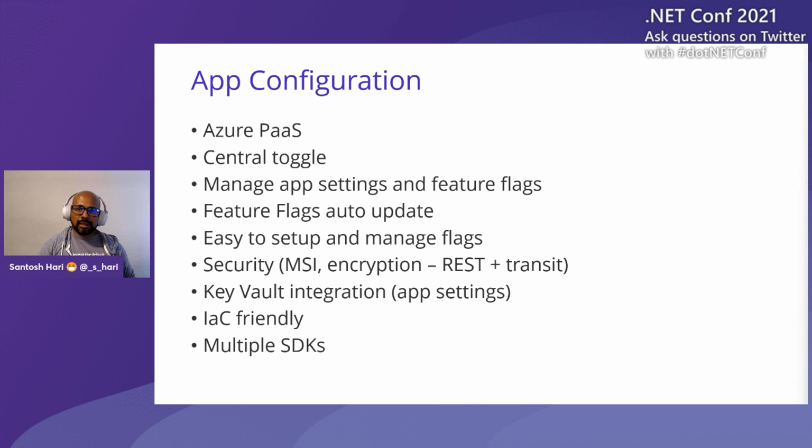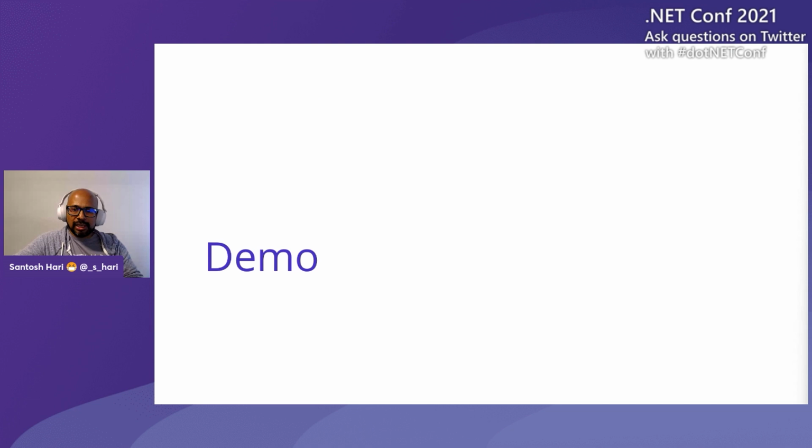The feature flags are automatically updated. You do not have to redeploy your application. And the .NET SDK actually automatically pulls the feature flag state by default every 30 seconds. And obviously, because it's Azure PaaS, you have some additional advantages, like it's a fully managed service. You get enhanced security through Azure managed identities. It's infrastructure as code friendly, like you can use ARM templates, Terraform, whatever it is, and you get integration with multiple SDKs. With that, I'll jump into the demo.